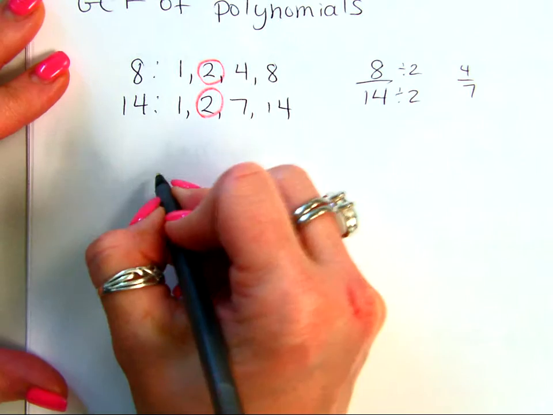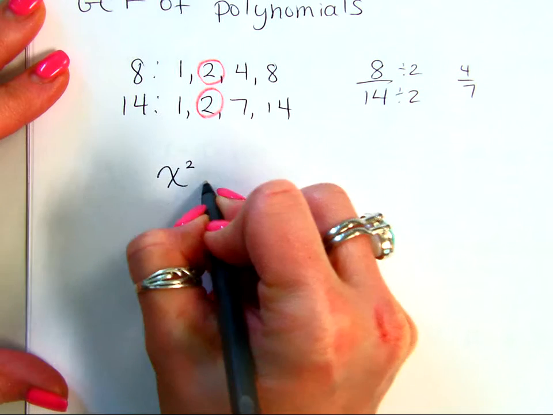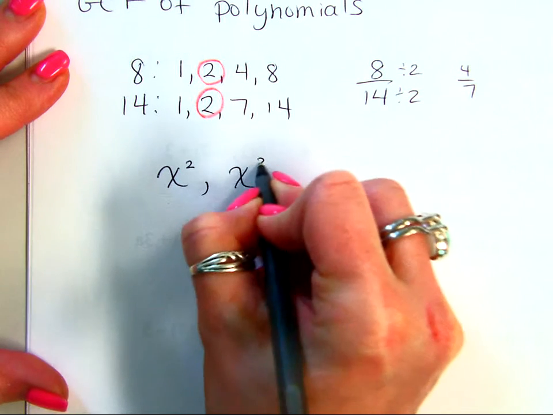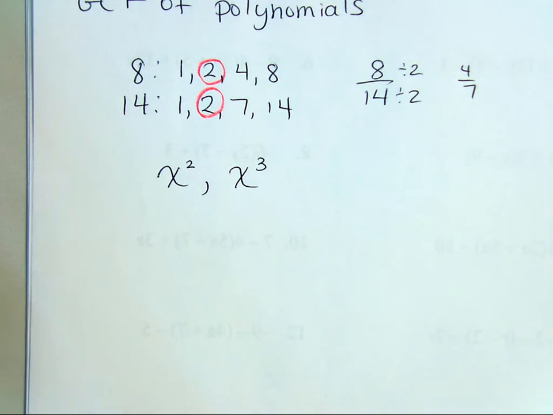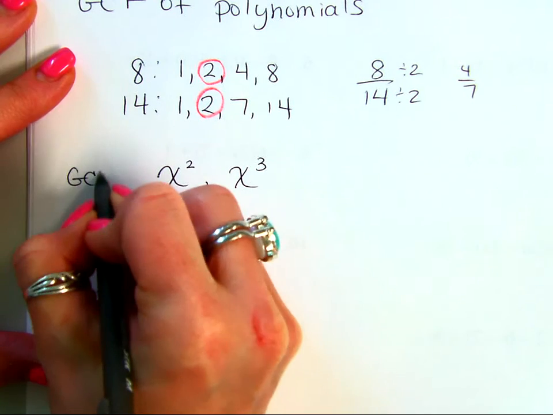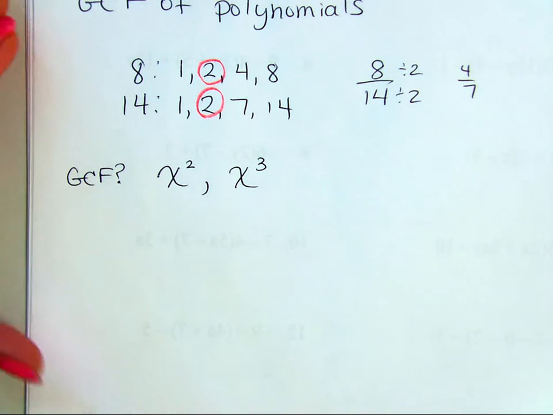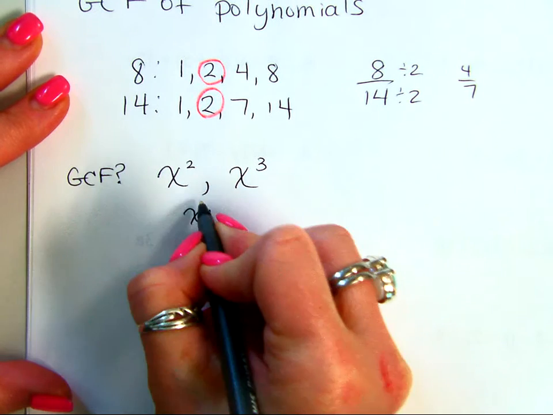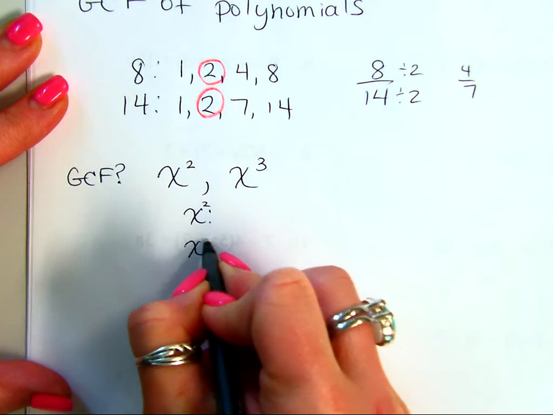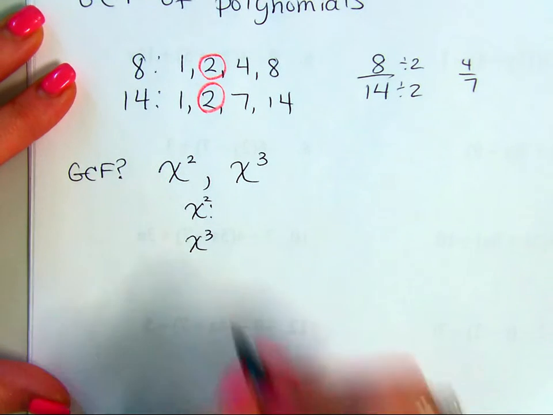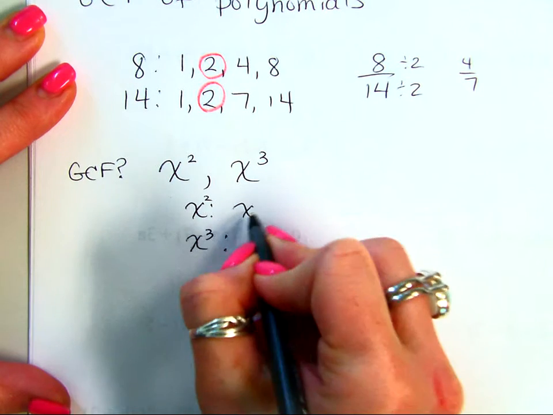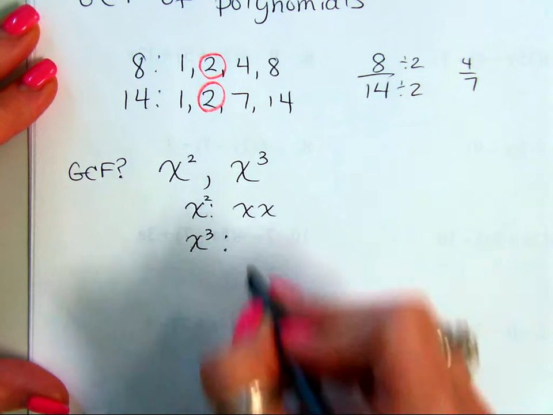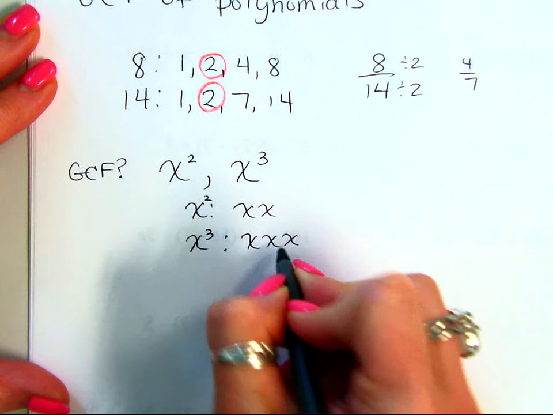What you haven't talked about yet is if I were to ask you to find the GCF of x to the 2nd and x to the 3rd. Okay? And so if we apply that same thinking of, okay, let's list out all the factors of x to the 2nd and x to the 3rd. Well, I got x to the 2nd by doing an x times an x, and an x to the 3rd by x times x times x.